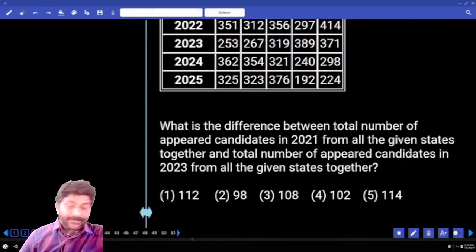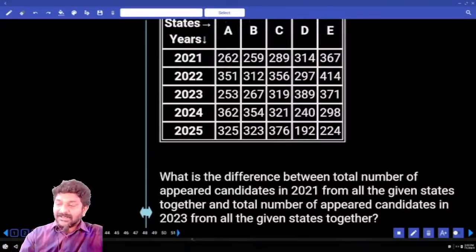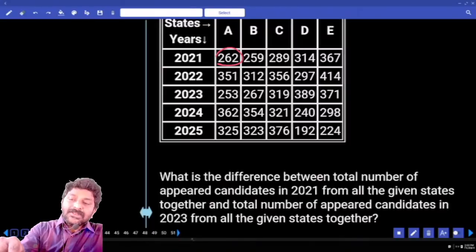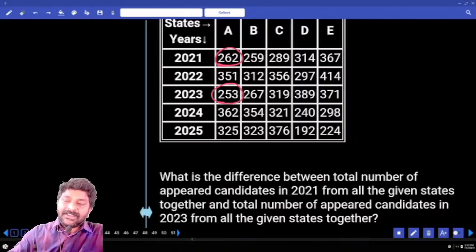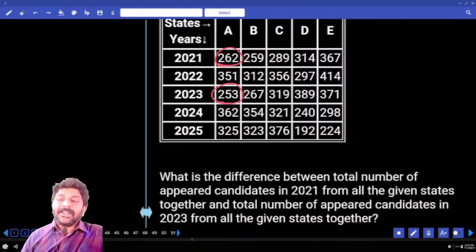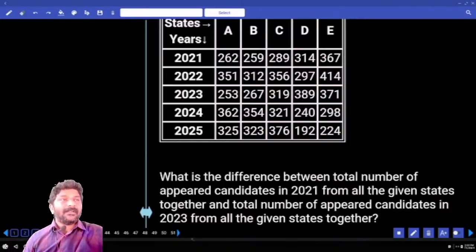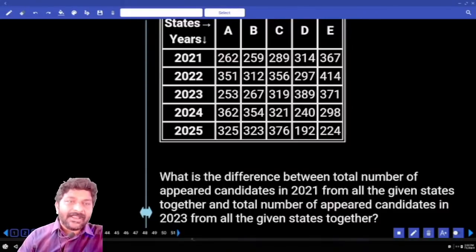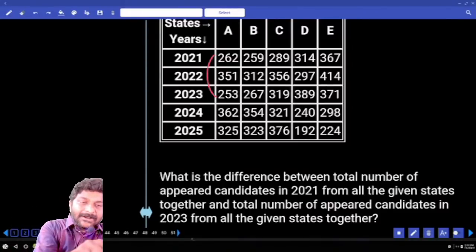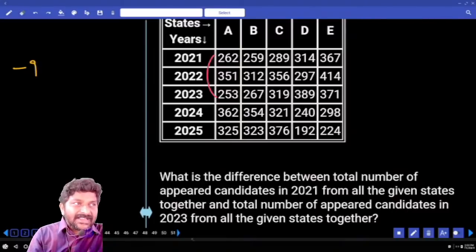Individual difference? In such case also you need to verify which numbers look more in 2021 and 2023. Which is more? 2023. Next one, 23 more. Next one, 23. Next one, overall 2023 values are more. Correct? Now take the difference here. Minus 9. Correct?